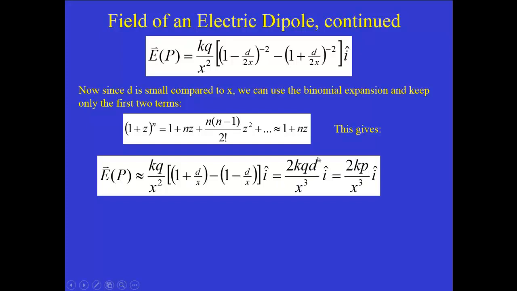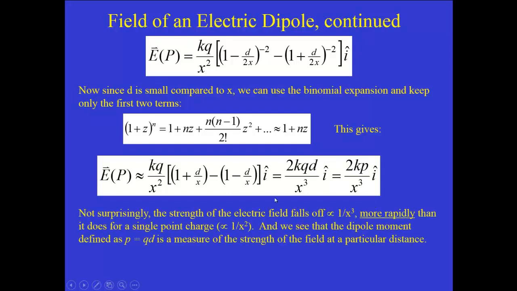And so P, defined as the charge times the distance, appears in this expression. You'll notice that in this expression the electric field decreases with the distance like 1 over the distance cubed, which is more rapidly than it does for a single point charge, where that quantity is 1 over the distance squared. And the dipole moment is a measure of the strength of this electric field. If a dipole moment is larger, the field it produces will also be larger. So this is the approximate expression for that electric field.